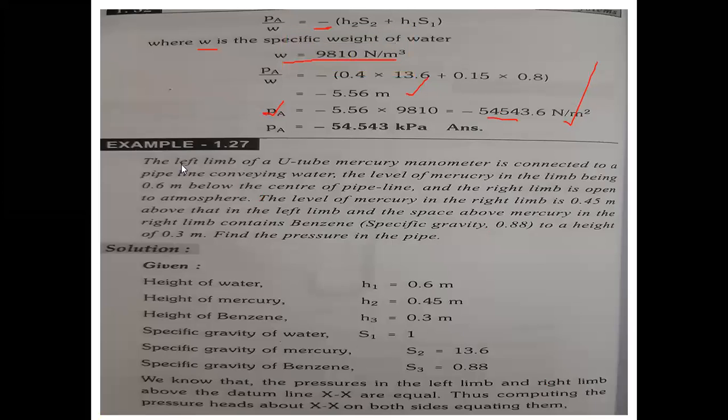The left limb of the U-tube mercury manometer is connected to a pipeline conveying water. Here, in the U-tube there is mercury, connected to the pipeline conveying water. So in the other part you have water. The level of the mercury in the limb being 0.6 meters below the center of the pipeline.